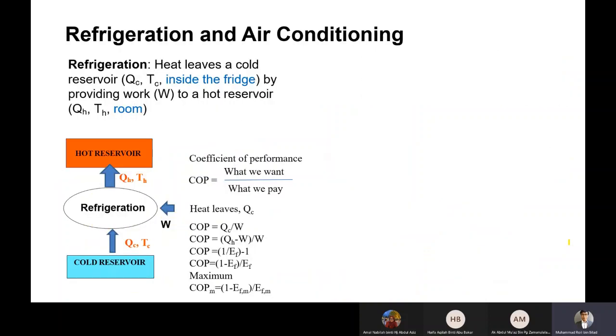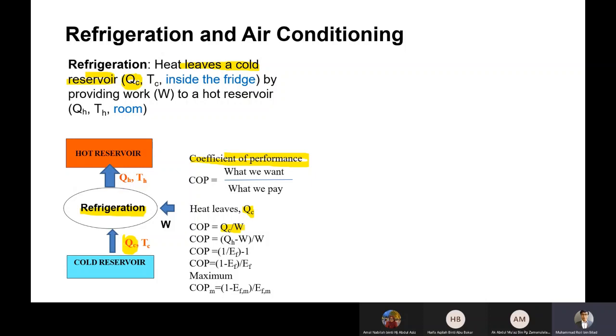So the next one is the famous refrigeration. In refrigeration, we want heat to leave a cool reservoir. What we want is QC. I want QC as maximum as possible, right? I want to cool my room as cool as possible. I want to cool my freezer as cool as possible. That's why the coefficient of performance for refrigeration is defined as QC over W.